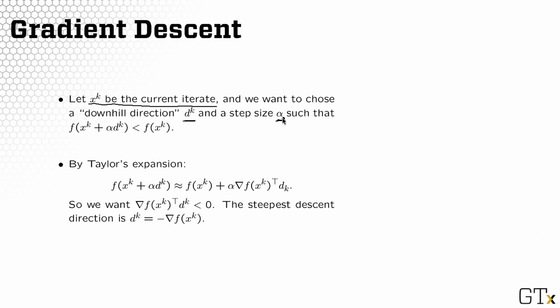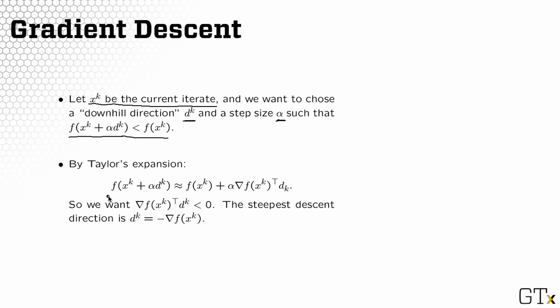And a step size alpha, such that the function value at the new point, remember, we are going to move from xk to xk plus alpha dk, is less than the function value at the current point. So our step size and our direction should satisfy this inequality, right? If it does, only then we are going to improve our objective function value. All right?